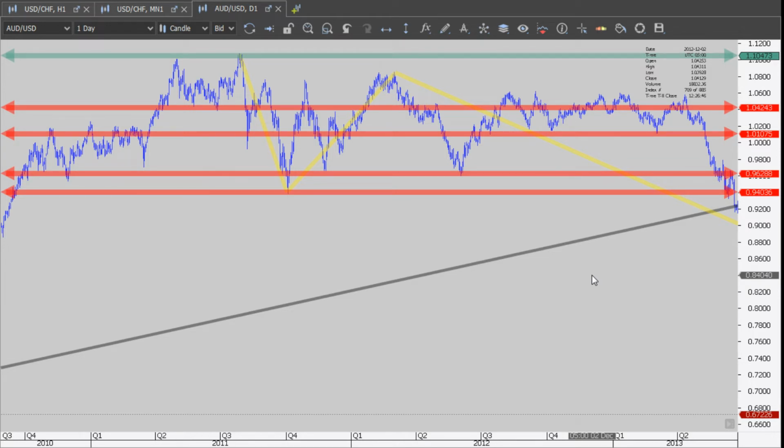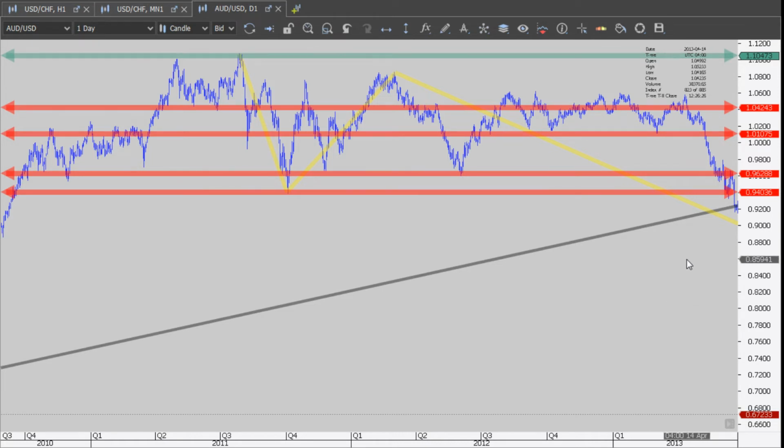The hourly is missing data. I'm on the daily, Victor. I'm on the daily right now. Or maybe this is the comment about the question before. However, I'm on the daily, AUDUSD daily chart.